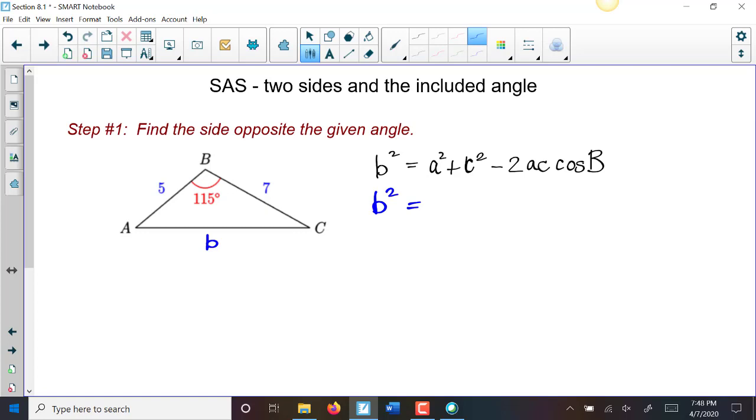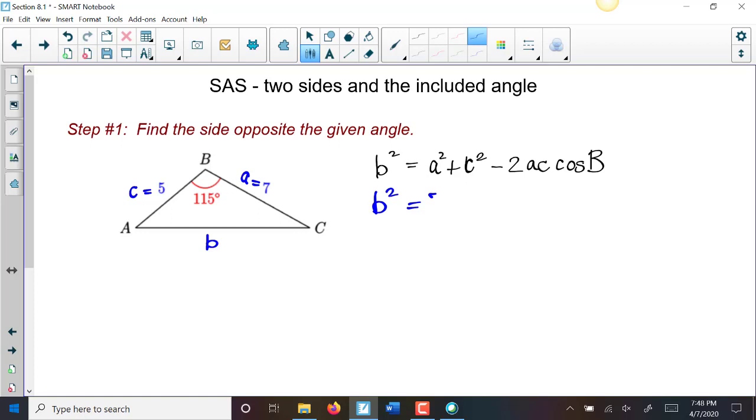So I'm going to substitute in my values. I can see then that a is 7 and little c is 5. It doesn't really matter because you can switch them around. It's going to be the same situation, but we should plug them in the appropriate place.